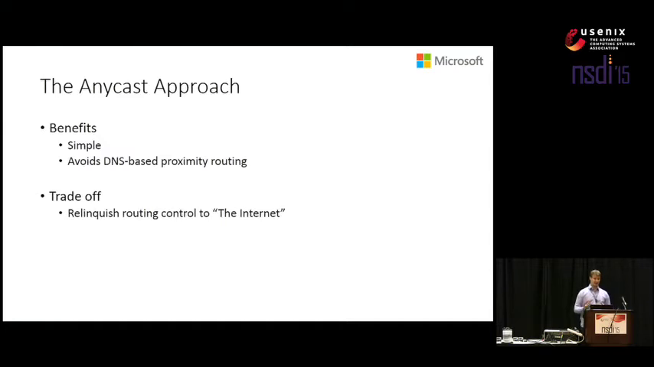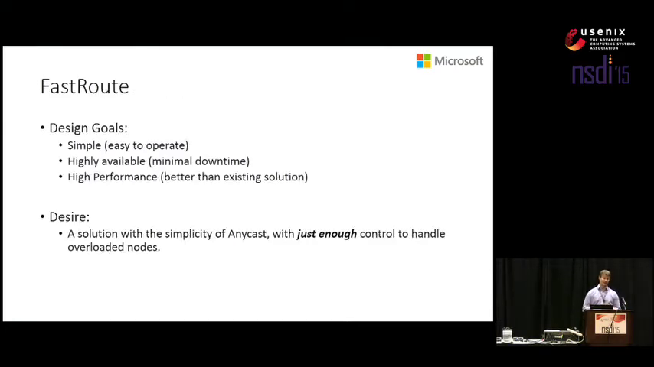So what we'd like to have in FastRoute's design is we want it to be very simple and very easy to operate. We want it to be highly available, so we want to react to failures. And we want it to be high performance. And in high performance here, it doesn't have to be an Oracle and the best that it could possibly be. It had to be better than the existing solution which we had, a third-party CDN.